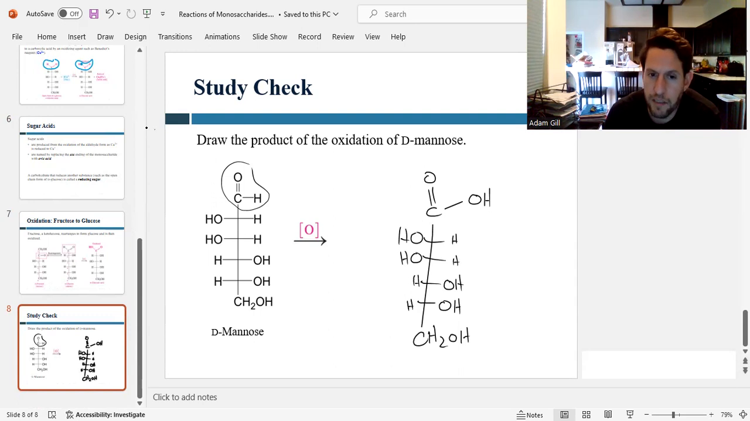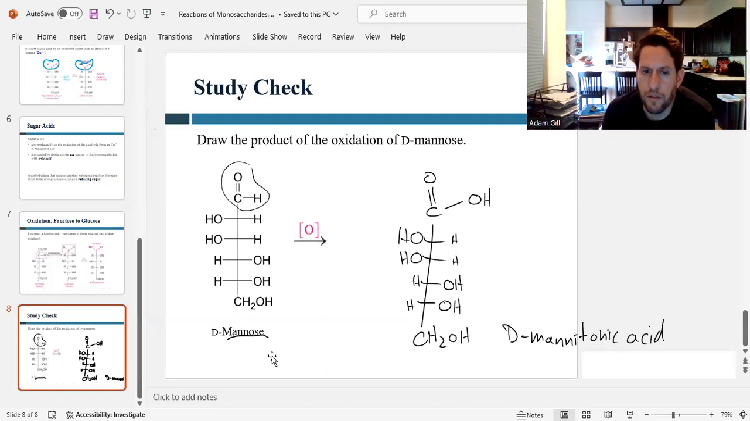And if we were to name this, mannose becomes mannonic acid. So the ose becomes onic acid. So mannose, mannonic acid.